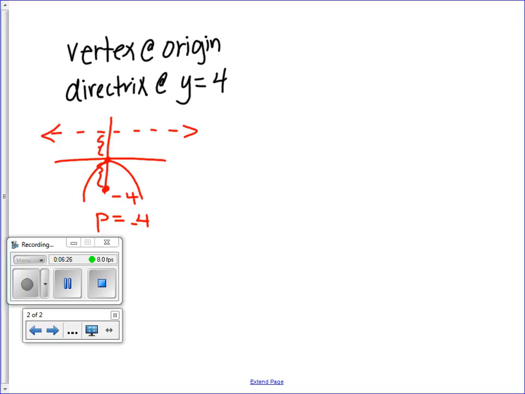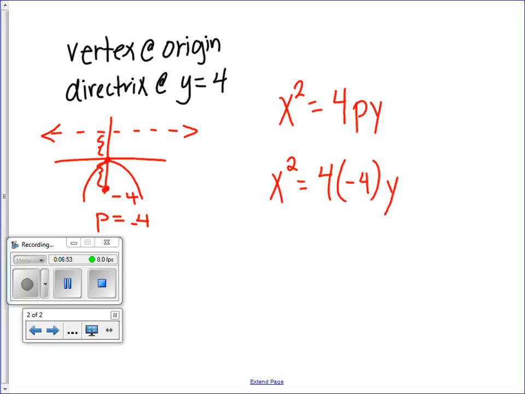So the directrix and the focus are the same distance apart. Yes, they're both p units away from the vertex. Alright, so what is the standard form with nothing in it for this equation? X squared equals 4py. So x squared equals 4 times negative 4y. X squared equals negative 16y. Right. Okay.